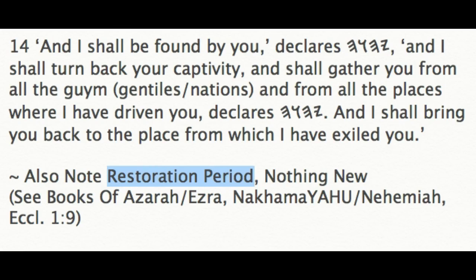And if you would like to read more about that, you can read the books of Azariah and Ezra, and also Nekamayahu, or the book of Nehemiah, to learn even more about the period following the 70 years captivity. But we know that nothing new is under the sun, as spoken of in Ecclesiastes chapter 1 verse 9. What happened before will happen again.